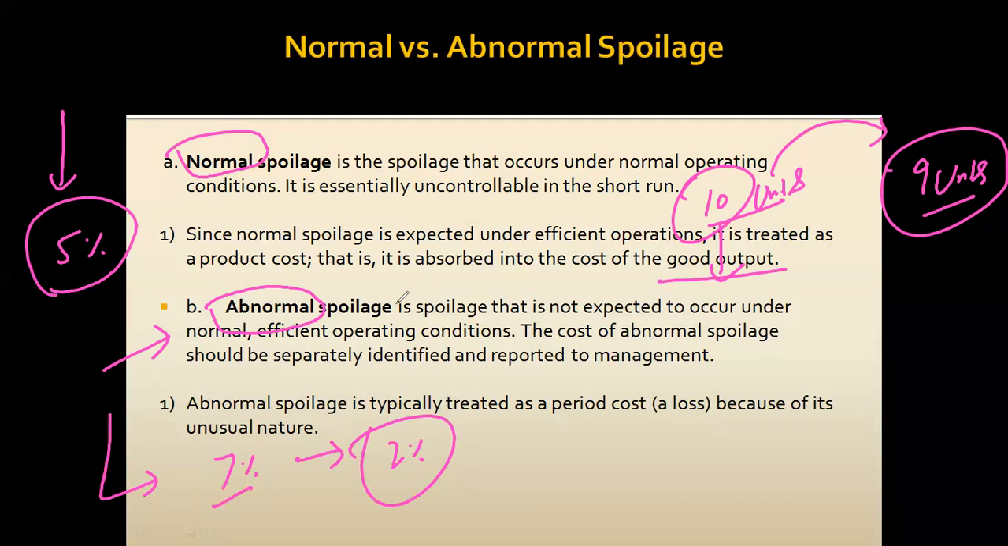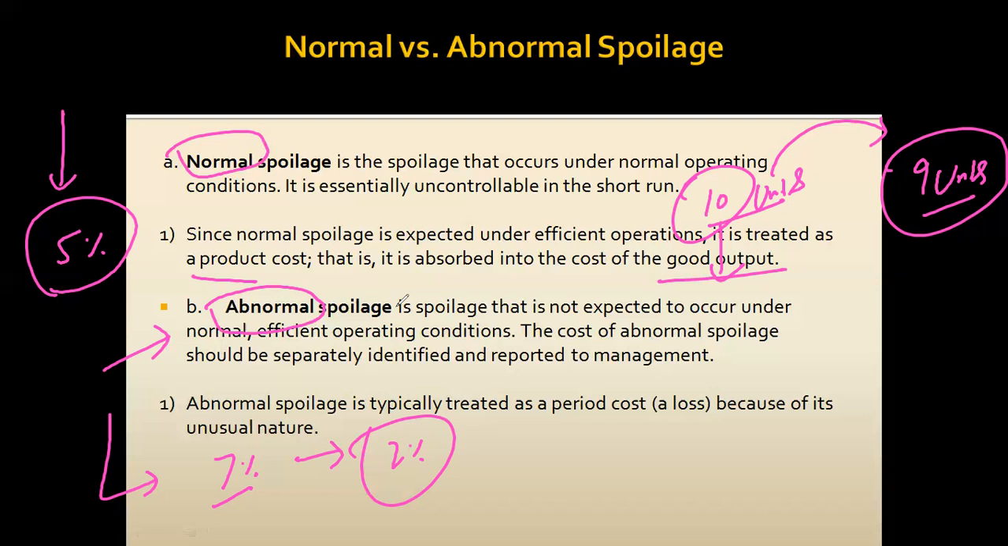So why do we distinguish it into normal spoilage and abnormal spoilage? Because there is a difference in treatment, how we treat it in the books. Normal spoilage, as we mentioned, becomes the product cost and ultimately is going to be absorbed by the rest of the good output. While abnormal spoilage, we don't do like this. The cost of abnormal spoilage should be separately identified and reported to the management so that next time people will be careful.